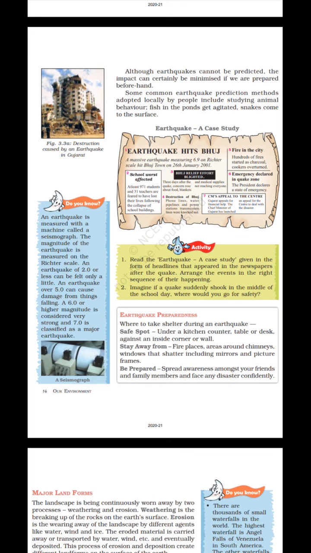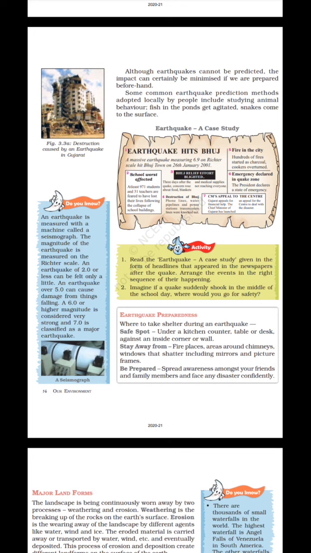Although earthquakes cannot be predicted, the impact can certainly be minimized if we are prepared beforehand. Some common earthquake prediction methods adopted locally by people include studying animal behavior. Fish in the ponds get agitated, snakes come to the surface. Earthquake, a case study.